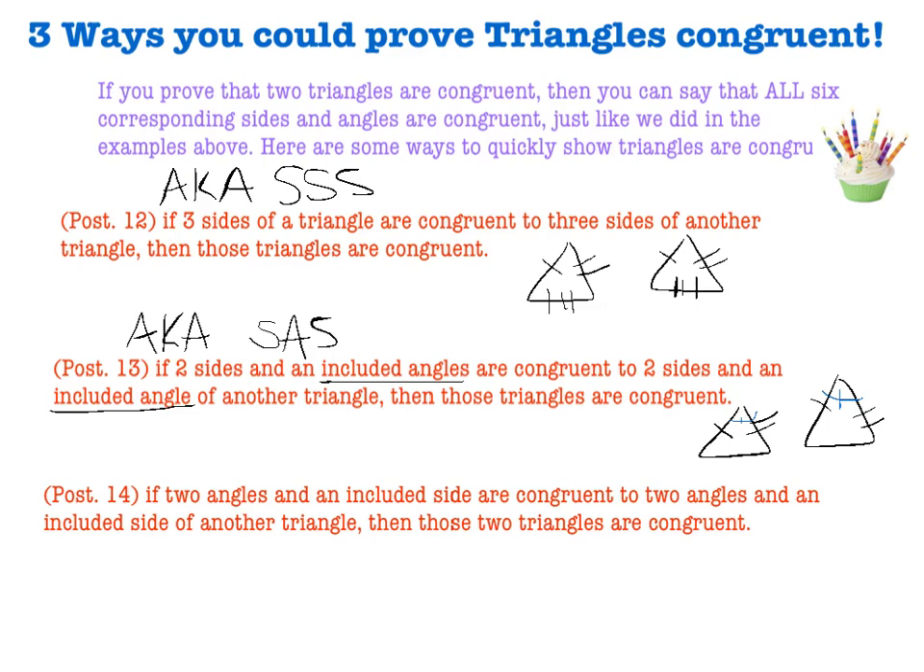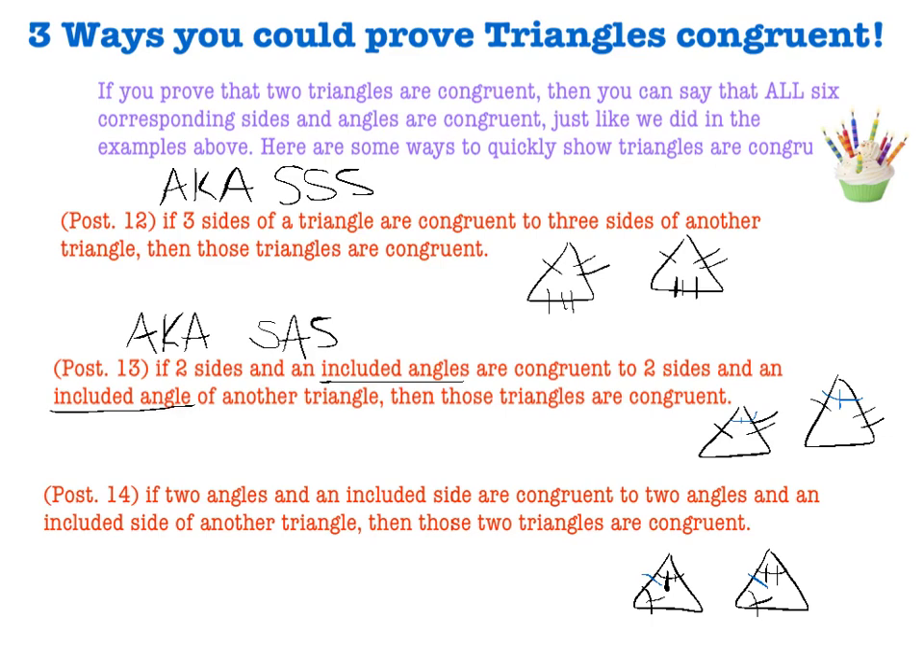So in this case, they're saying if you have 2 triangles and you have 2 sets of angles that are congruent, if the included side, that's the side in between those 2 angles, is also congruent, then you can say that those 2 triangles are congruent.